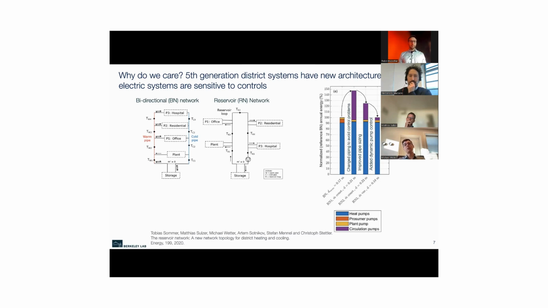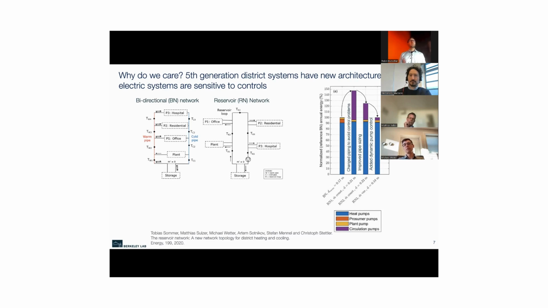The reservoir network, on the other hand, is from the thermodynamic point of view not as favorable, but it is very easy to control. And the question here was really, can we get the similar performance with the more robust reservoir network as can be achieved with a bidirectional network? And one insight here from that study was that it really depends very much on detailed design choices. For example, how distribution pipes are being sized, how the control is being implemented.